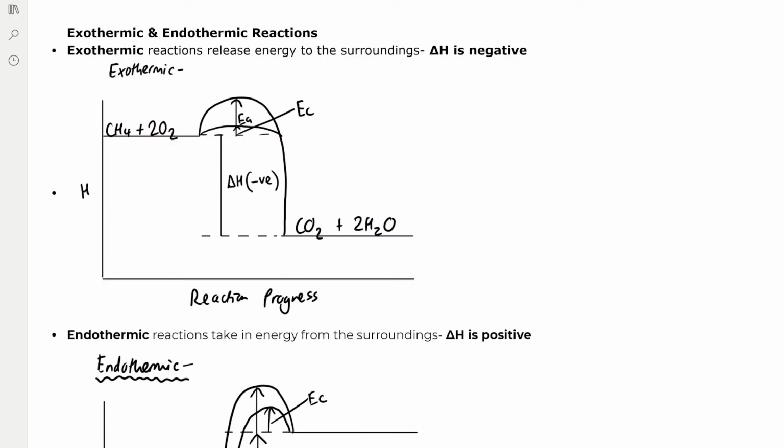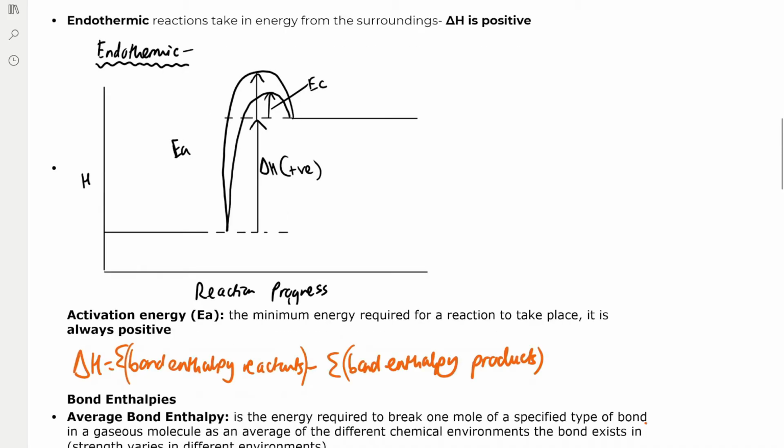So exothermic and endothermic reactions. Exothermic reactions release energy to the surroundings, so the enthalpy change is negative. So you can see that in this combustion reaction, and it's important to note that combustion reactions are always exothermic because they release energy to the surroundings, the enthalpy decreases from the reactants, so CH4 and 2 moles of oxygen, to the products, so CO2 and 2 moles of H2O. So that gives a negative enthalpy change. And the activation energy is shown at the top, and I'll give you the definition for that in just a second. Endothermic reactions take energy in from the surroundings, so the enthalpy change is positive.